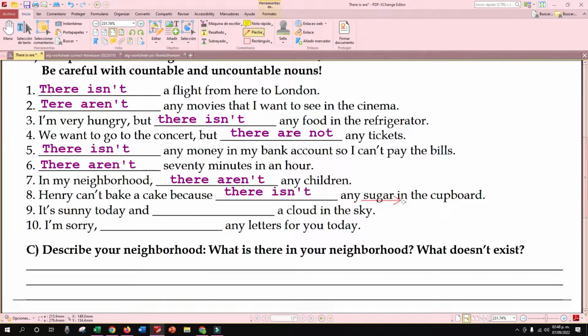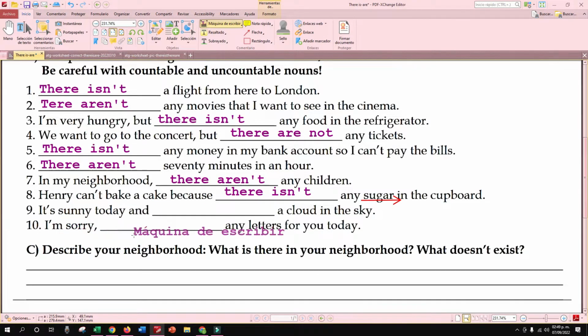Vean, tenemos la palabra sugar, ¿verdad? Entonces sabemos que es una palabra que no puede contarse, un objeto, ¿verdad? Entonces ustedes van a utilizar siempre el singular. Is, in this case, isn't, right? So Henry can't bake a cake because there isn't any sugar in the cupboard. Nice? Perfect.